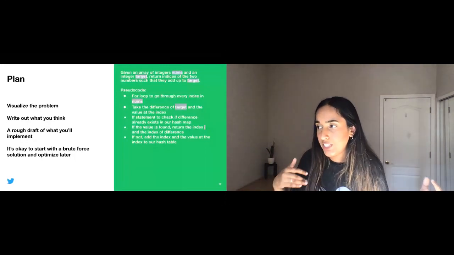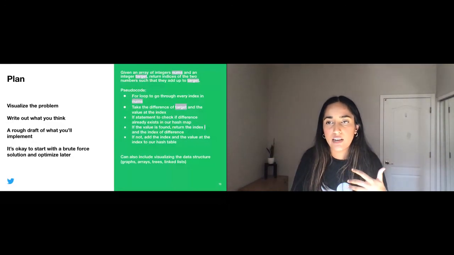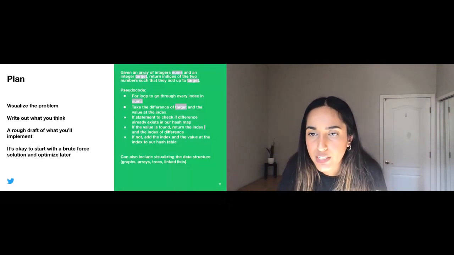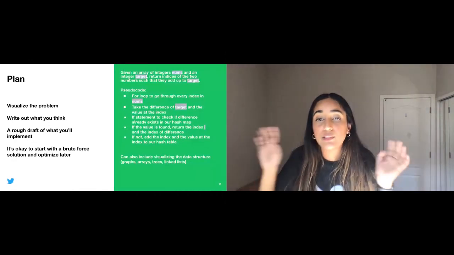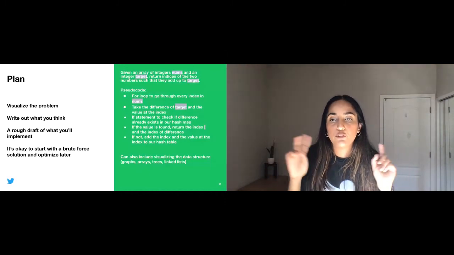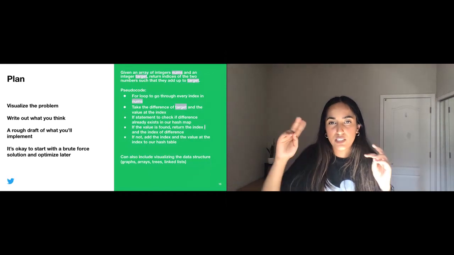And as I mentioned, if you have a problem that deals with graphs, trees, or linked lists, it's a really great way to implement it. And note, this is the hash table method. The brute force way would be to have the double for loops.